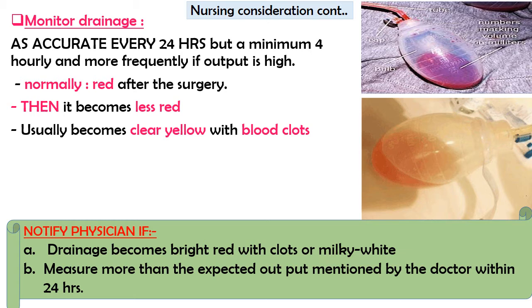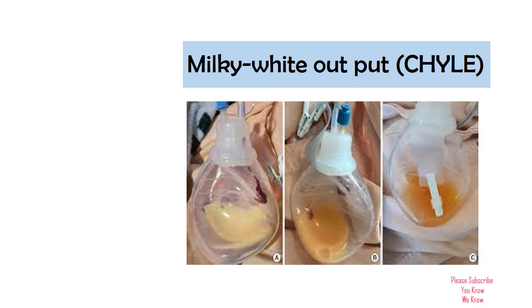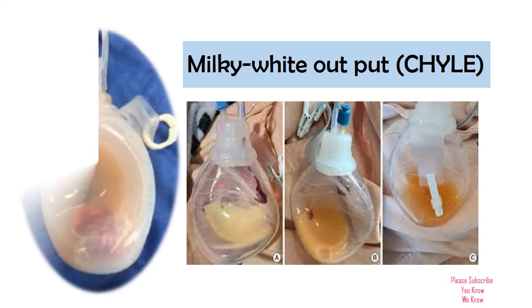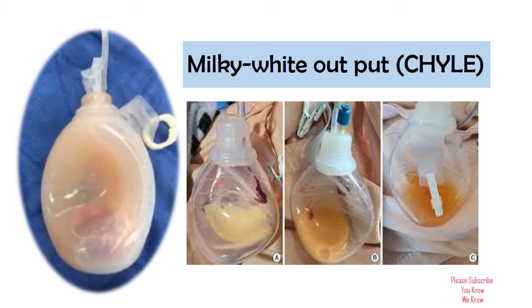Also notify if the output measured is more than the expected output mentioned by the doctor within 24 hours. Milky white output is chyle. It's a lymphatic fluid. Chyle accumulates in the pleural cavity because of leakage from the lymphatic vessels. It is most commonly seen after thoracic surgery.